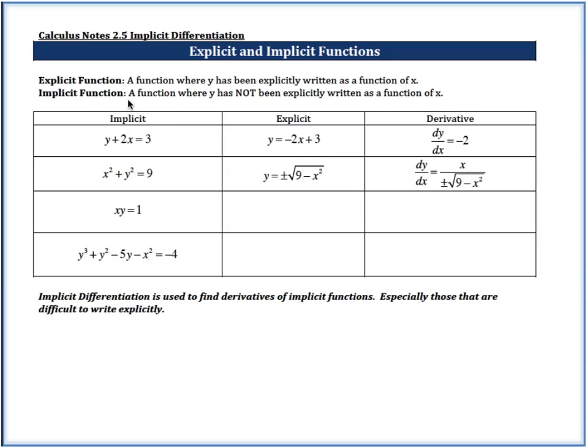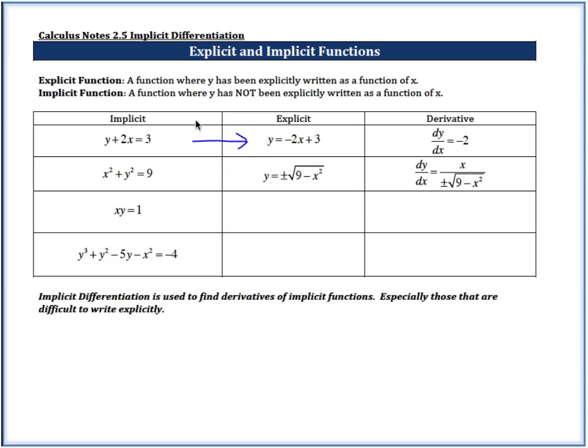An implicit function is a function where y has not been explicitly written as a function of x. Over here at our implicit functions, we can see y plus 2x equals 3, and you can see that the y's and the x's are combined on one side. Another example is x squared plus y squared equals 9, and x times y equals 1, with x's and y's on the same side. So again, explicit is y equals some function of x, and implicit, the x's and y's can be anywhere. Looking at an implicit function, you can always get the explicit function by solving for y.